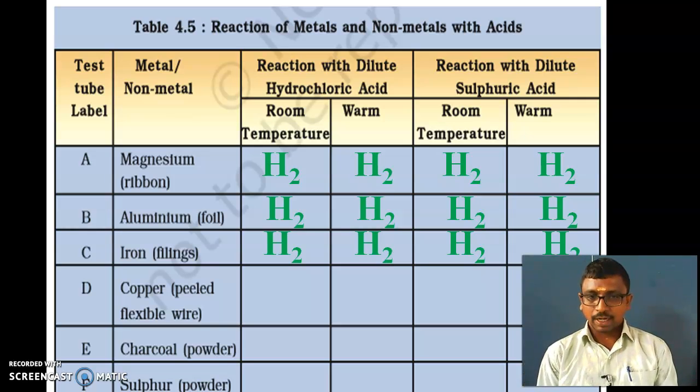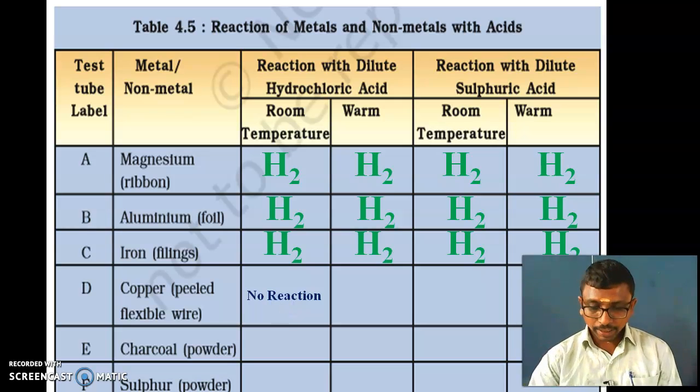And next, copper, a peeled flexible wire. When we add dilute hydrochloric acid, what happens? No reaction takes place. Here the hydrogen liberation is not there. And when we heat it also, the reaction will not take place.